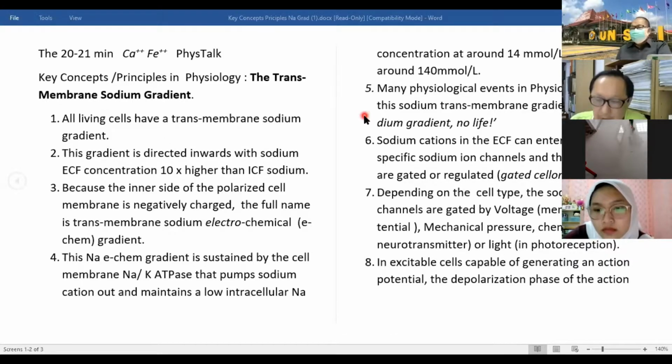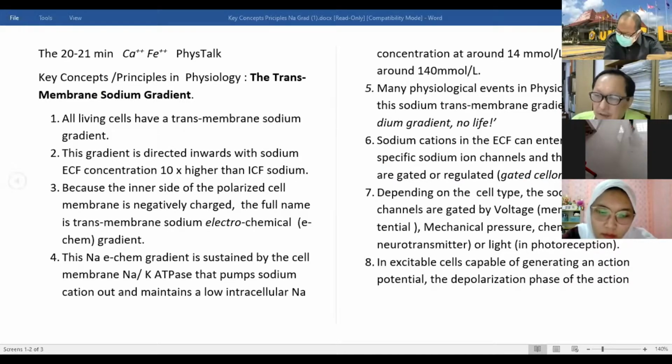Okay. Now, the seventh point is that depending on the cell types, so as you move from muscle to maybe the nerve, it can be cardiac muscle, smooth muscle, depending on the cell type, the sodium specific channels can open or close in different ways. Sometimes it is through changes in membrane potential. So these ion channels will be called voltage gated sodium channels.